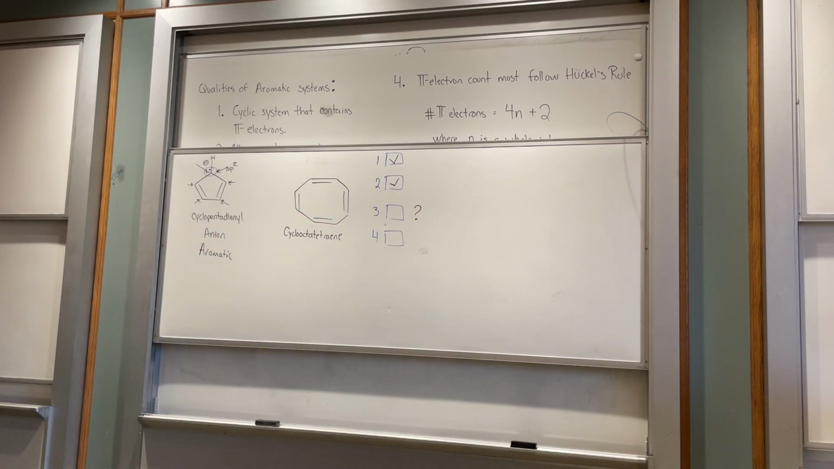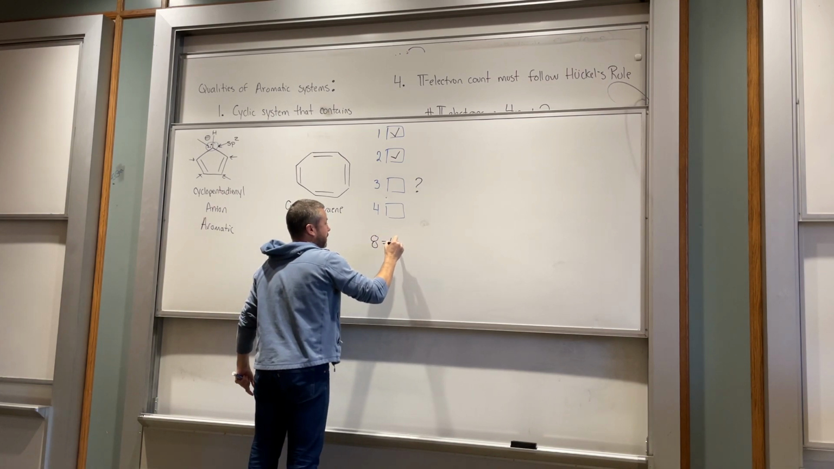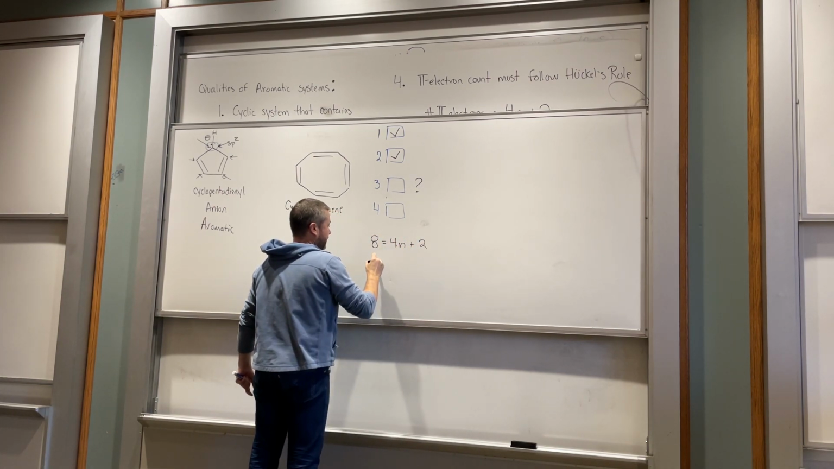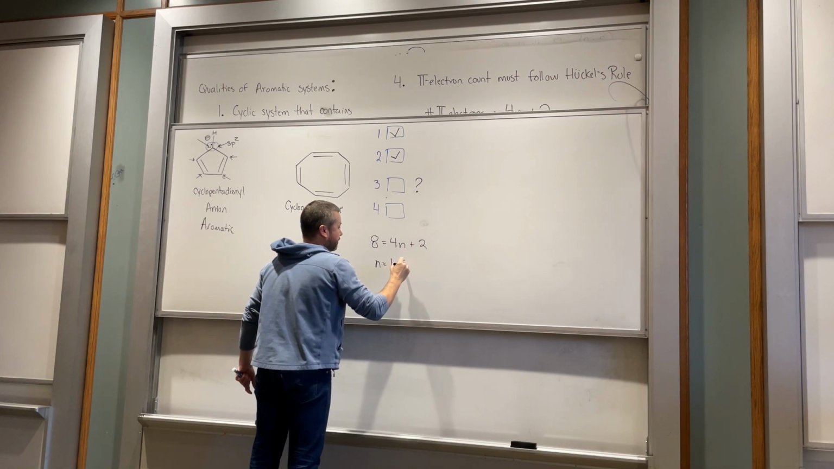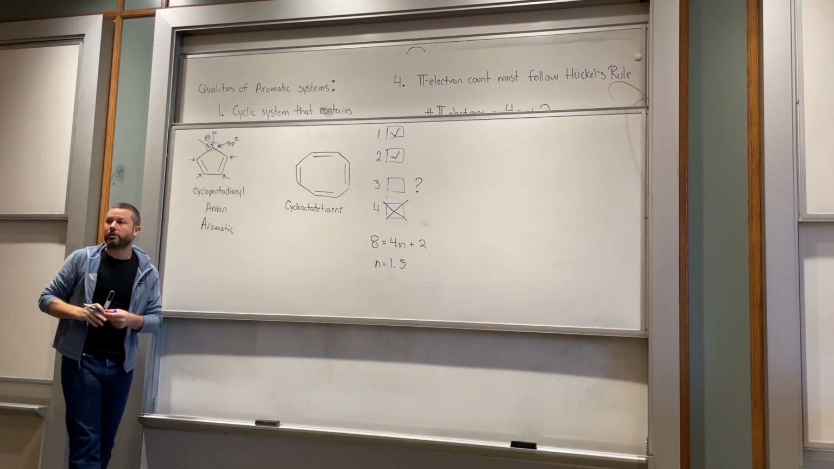Okay, does this satisfy Hückel's rule? No, right? So we have 8 total pi electrons equals 4n plus 2. That means n is going to be 1.5, right? And so it does not follow rule 4.